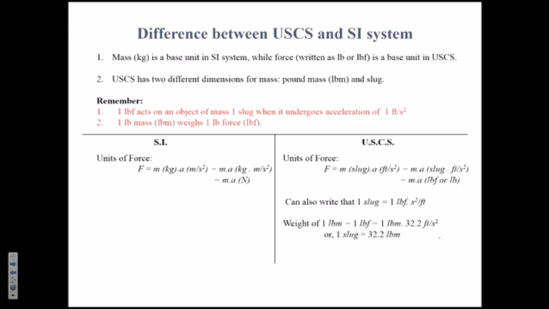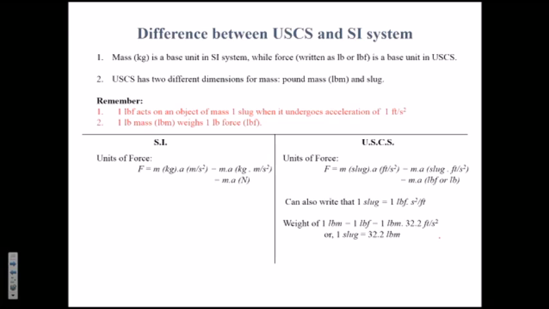1 slug is equal to 32.2 pound mass. So if, let's say, you were given a problem, and you will see a lot of problems like these, where you'll be given maybe the weight of an object in the USCS system. Say I have a truck of 5,000 pounds, and I want it to accelerate at, I don't know, maybe 40 meters per second square. That's too much, but let's just make up some numbers. How much force is needed to make this truck accelerate at that acceleration?